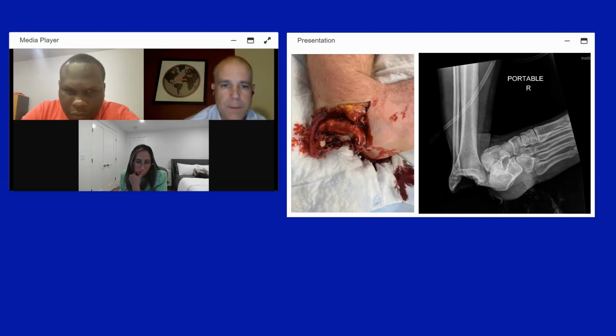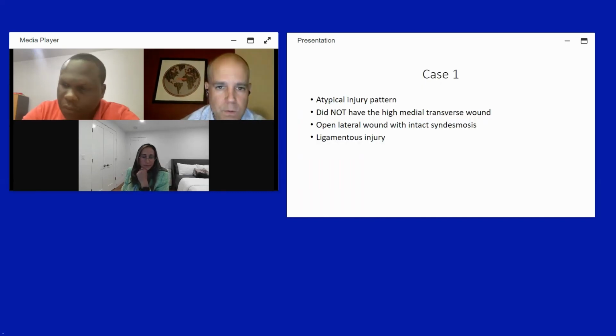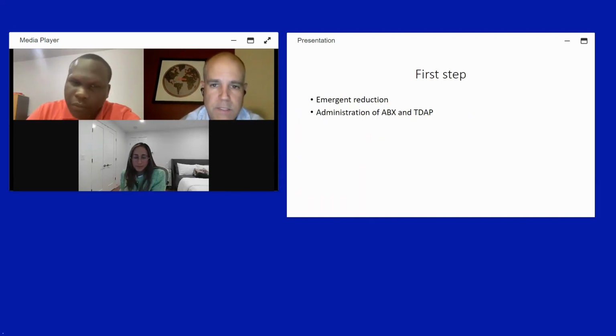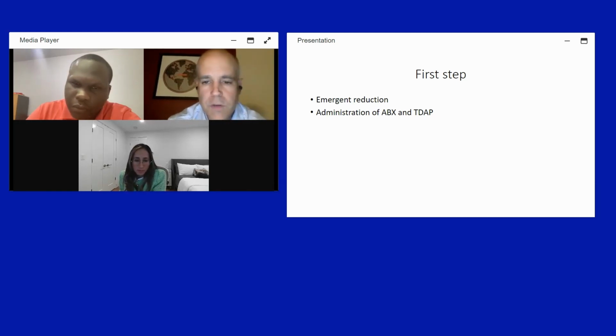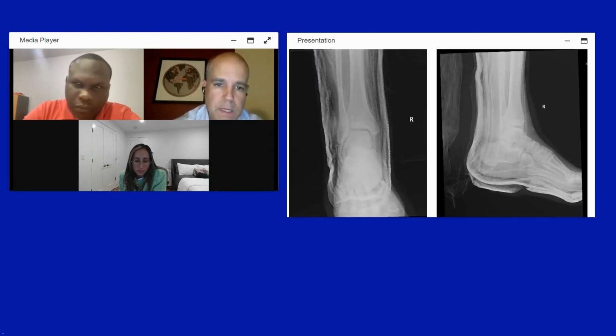So maybe this may not manifest as a wound issue now, but I think down the road we're going to be seeing him back with some arthritis and some stiffness and some trouble. So he underwent emergent reduction. He had a first generation cephalosporin. He got Tdap in the ED. Here's what his initial reduction looks like.